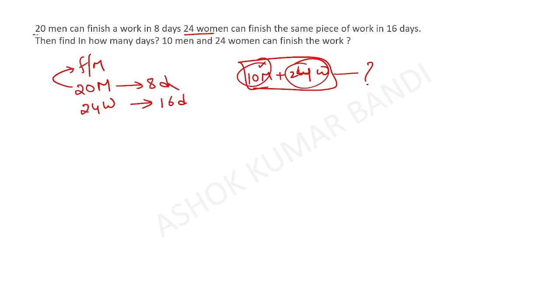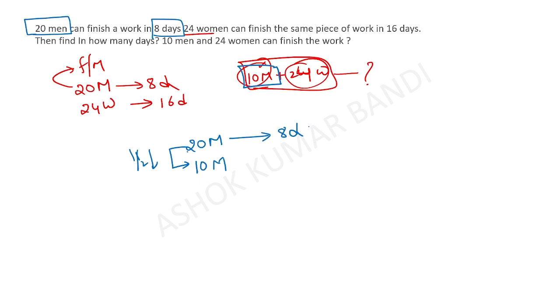Here we know that if 20 men are working together, they can finish the work in 8 days. Now see, how many men do we want here? Only 10 men. So if 20 men are taking 8 days, now the number of men working is reduced to half. That means the time taken to complete the same work is going to be double, because fewer workers means they are going to take more time to finish the same work. So if 20 men take 8 days, then 10 men will take 16 days.